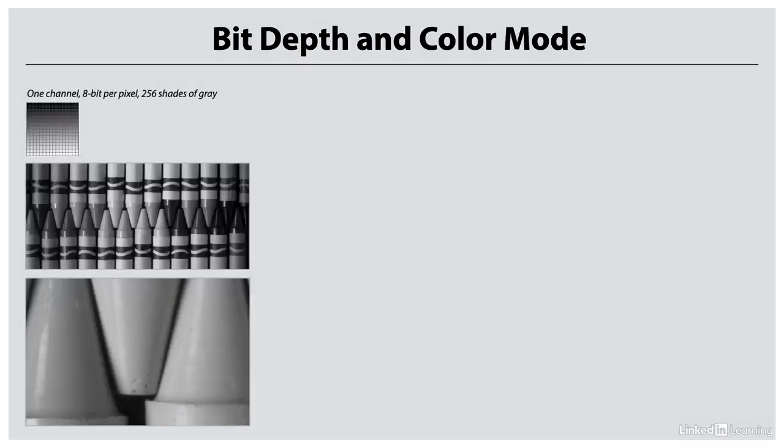In this first example, we have an 8-bit image in the grayscale color mode. It's limited to one channel, which can represent 256 different values. Now, in most instances, 256 shades of gray represents a large enough number of values to display what appears to be a continuous tone black and white, or more accurately, a grayscale photograph.